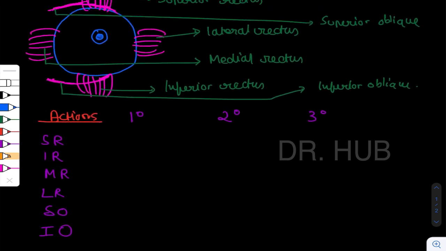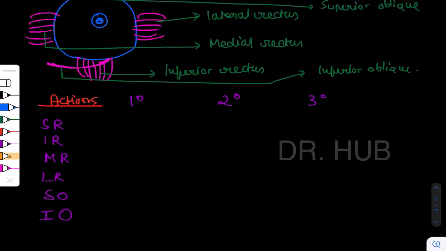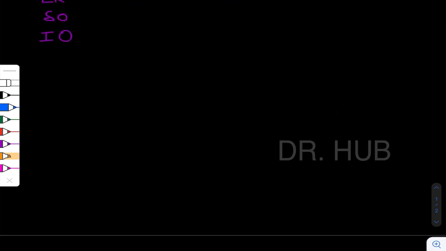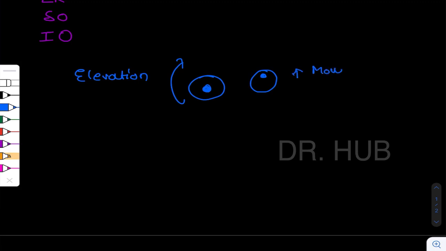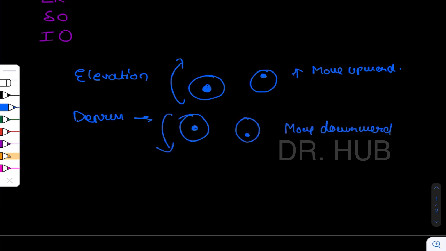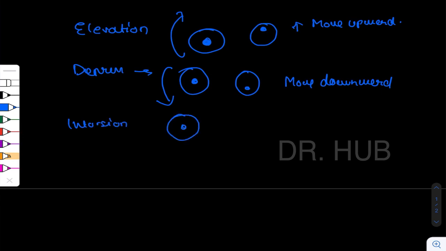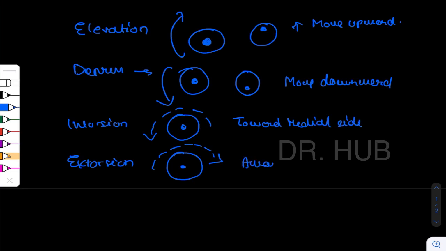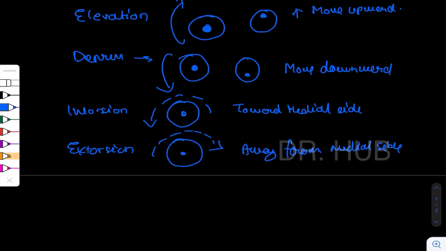Now moving further, before introducing the actions, I'll define them. So this is elevation, which refers to the upward movement of the eye. Next we have the depression. This is the downward or the lower movement of the eye. Next we have intorsion, which is the internal rotation of the eye, and extorsion, that is the outward rotation of the eye, that is towards the medial side it rotates and it's away from the medial side.